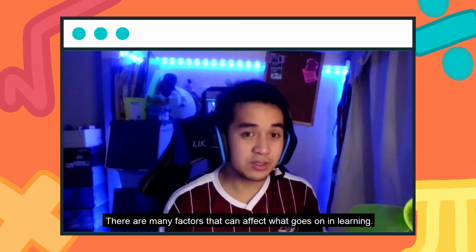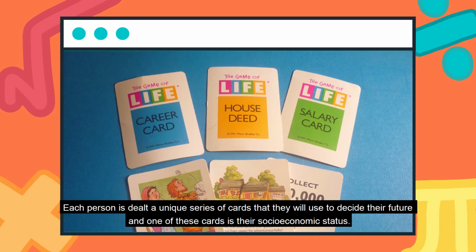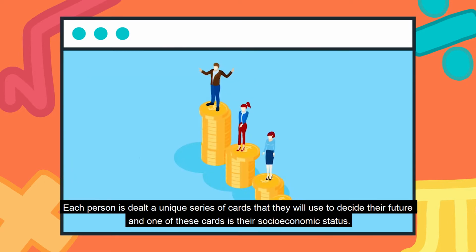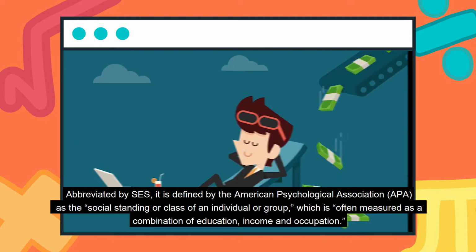There are many factors that can affect what goes on in learning. Most are even found outside the classroom. Each person is dealt a unique series of cards that they will use to decide their future, and one of these cards is their socioeconomic status. Abbreviated by SES, it is defined by the American Psychological Association as the social standing or class of an individual or group, which is often measured as a combination of education, income, and occupation.